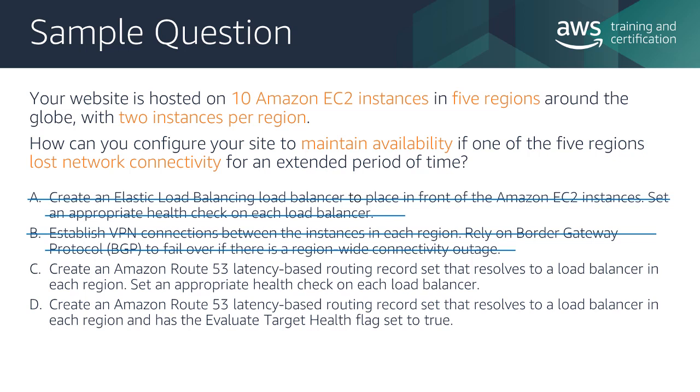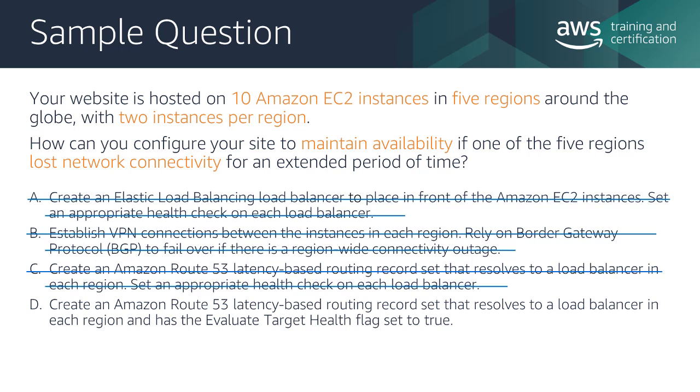Couple problems with that. First of all, there's no mention here that we're talking about the network load balancer specifically. And even if we are, that network load balancer still is centered in a region. And what happens if we lose connectivity to that region? So in that case, no matter how you try to spin it, option A is not a selection.